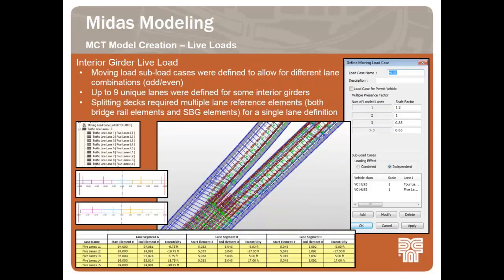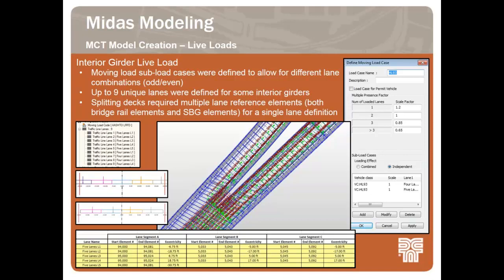For the interior girder, the lanes were positioned to essentially be centered about the girder, which became difficult with the splitting deck. For the splitting deck locations, individual lane load or traffic lane load had multiple reference or beam reference elements. Before the two independent decks merged together, the bridge rail element was used as the reference element, and then once they merged together, the girder centerline element was used.